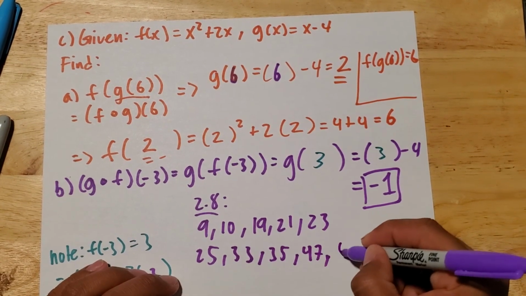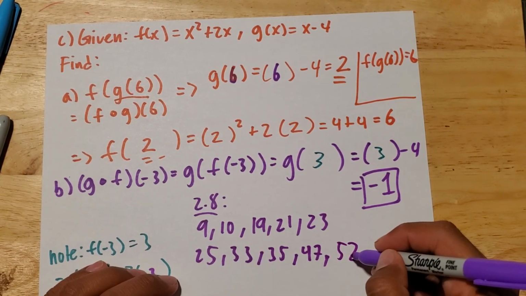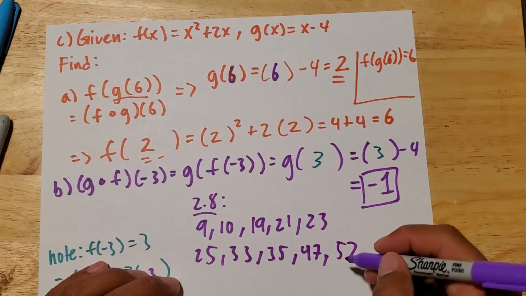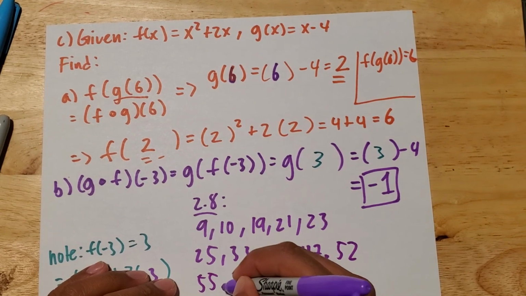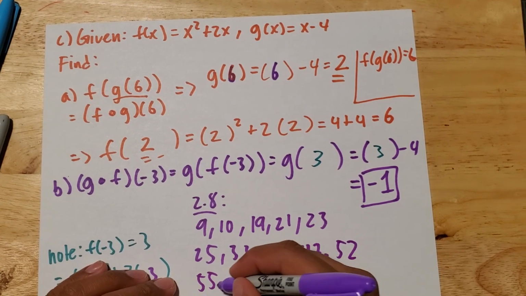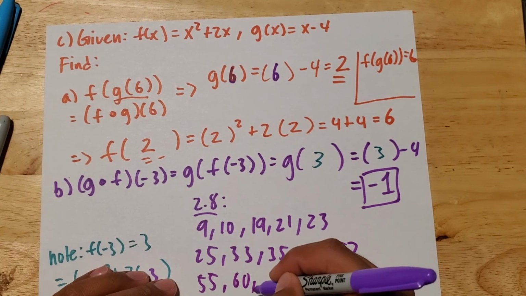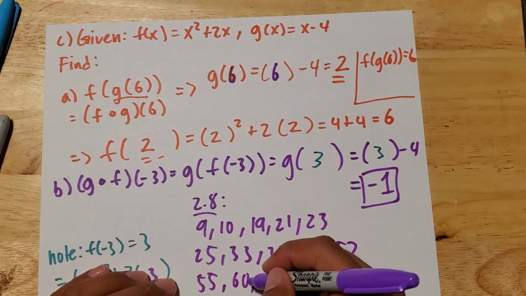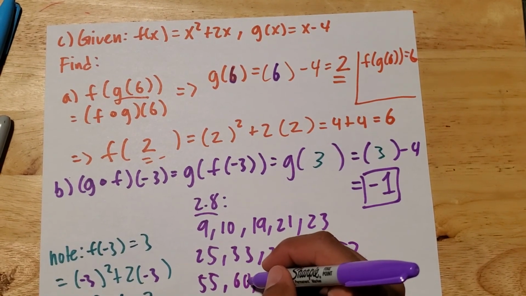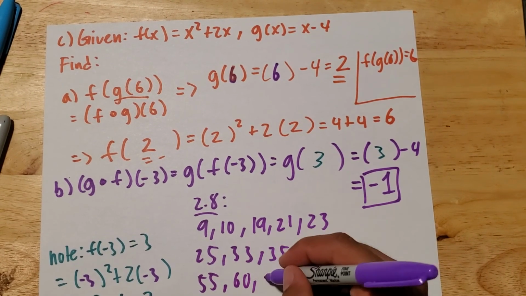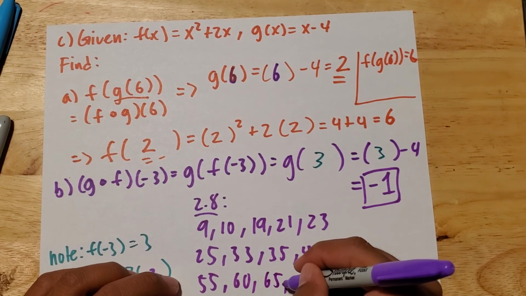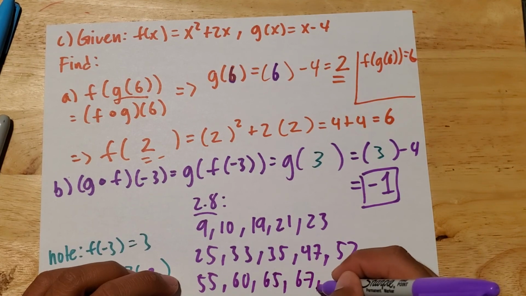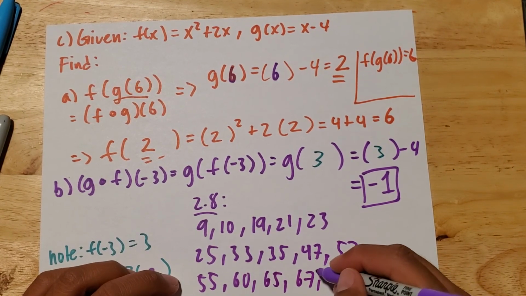So let me try 52. I'm just sort of jumping around here. Let's do 55 and 60. And then we do some compositions that involve you trying to find the domain. So just try to be able to do these. So let's do 65. Let's do 67. I'm going to jump to 73.